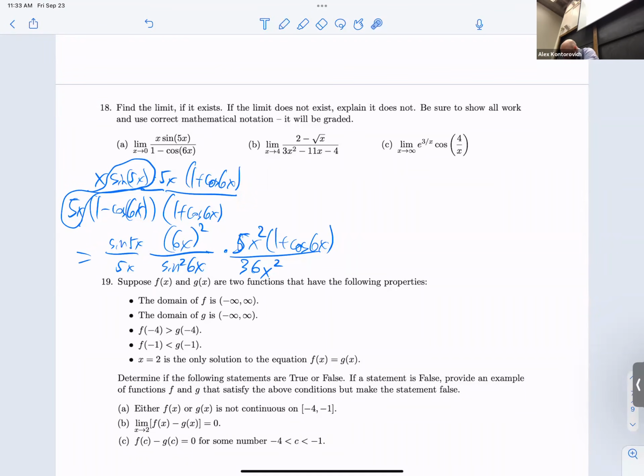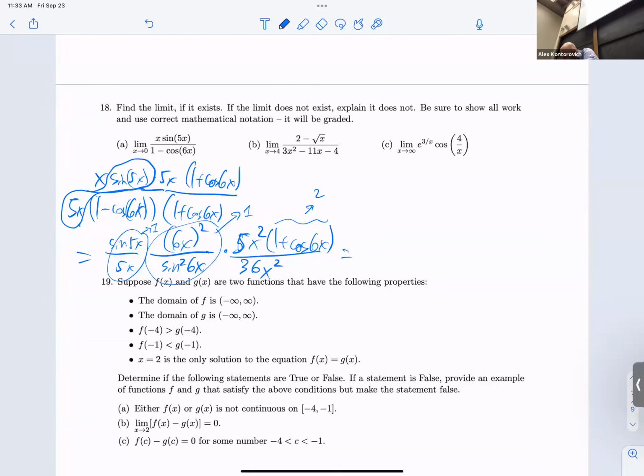Okay, this ratio goes to 1 because it's sine of 6x over 6x, and another one, sine of 6x over 6x. Both of those individually go to 1. And then I have this. What's happening to 1 plus cosine of 6x? That's going to 2. These are going to 1. This is going to 1.